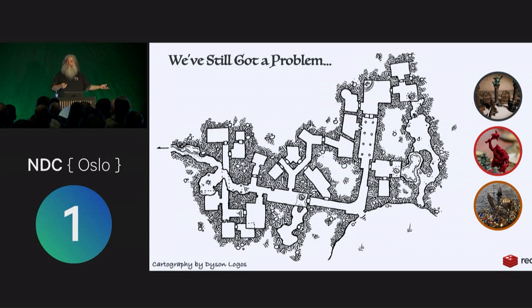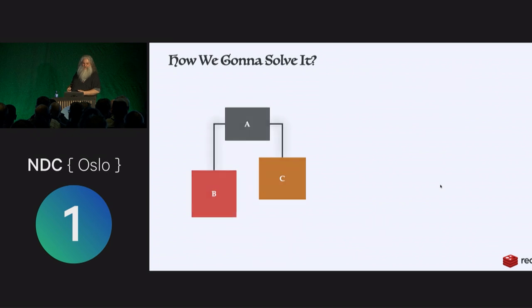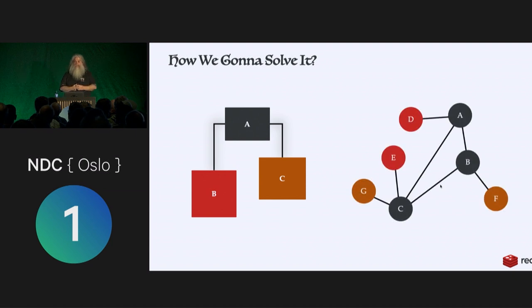Am I going to use a relational database with the tables and the columns and the rows and the foreign keys? Or am I going to use a graph database with the nodes and the relationships? Spoiler alert, it's going to be graph.